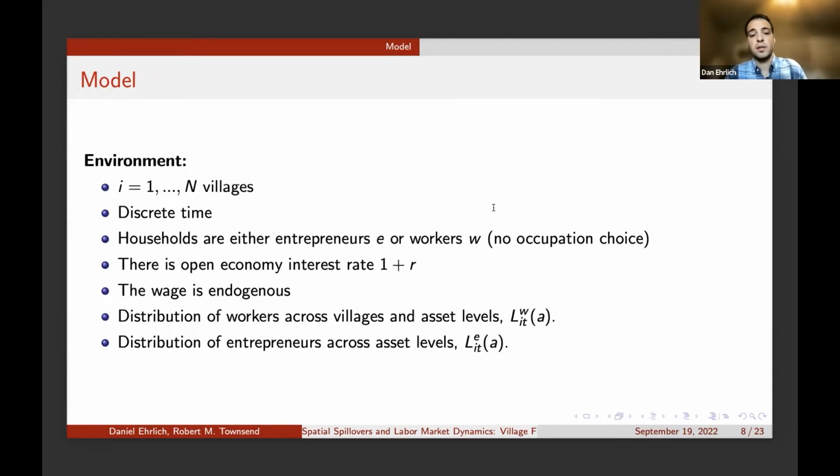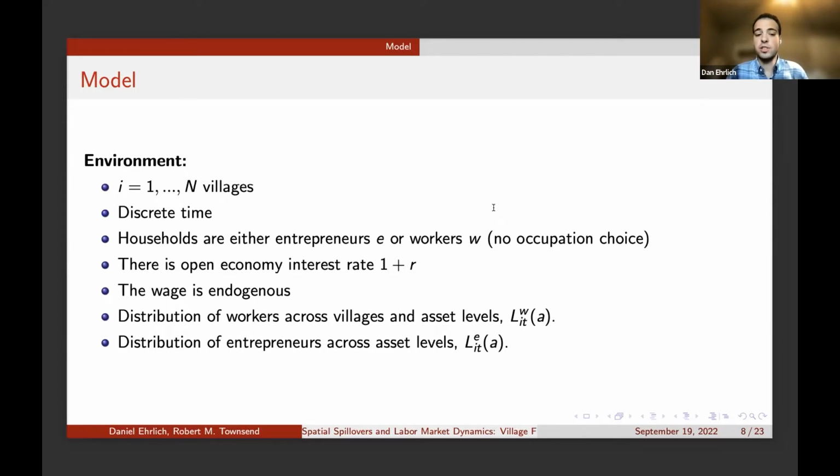We're going to go with an open economy interest rate of 1 plus R. And we're going to allow for there to be an endogenous wage in every single village. Finally, we're going to have distributions of workers across villages and asset levels, which is going to be denoted with this L^W. And this distribution can change over time and is unique in every village.